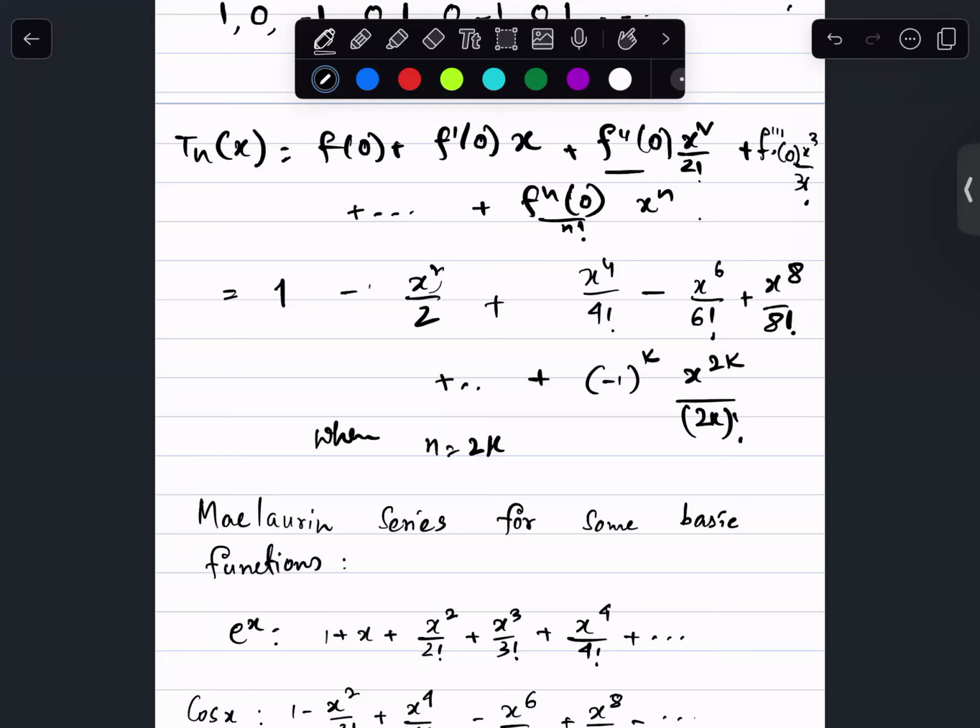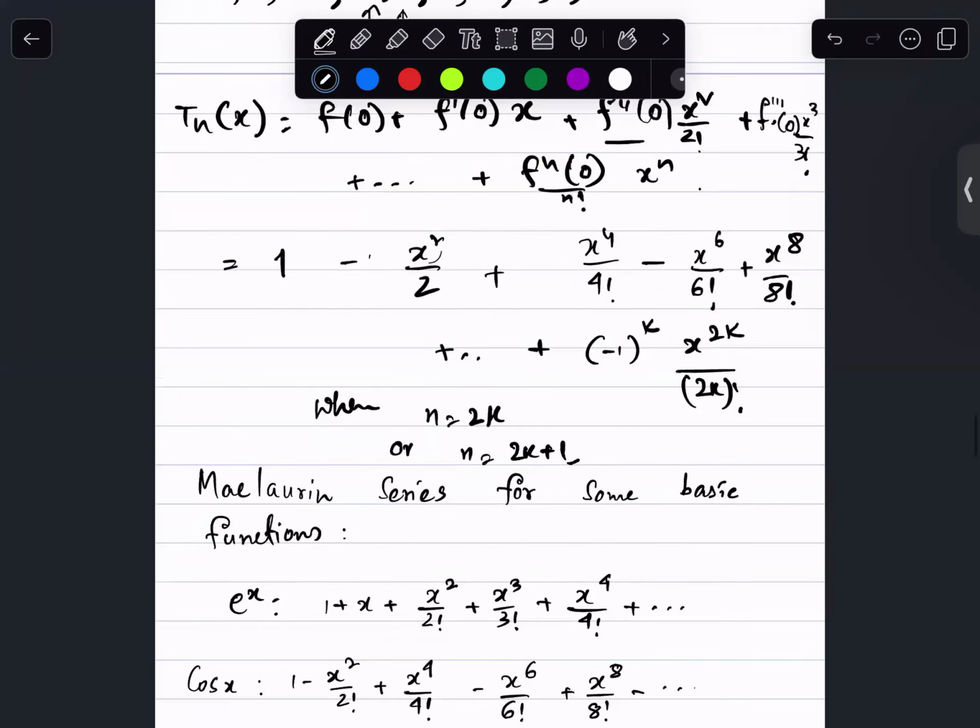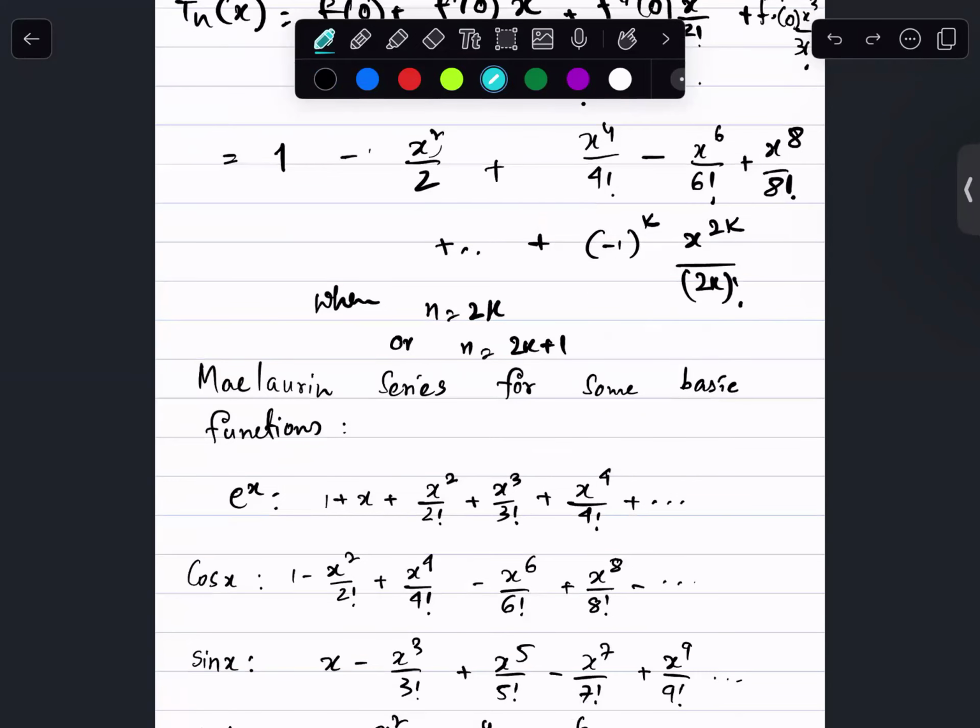right? Or n equal to 2k plus 1. So it doesn't matter whether n is even or odd, the last term will be this. This will be the last term. Okay, I hope this example is clear.